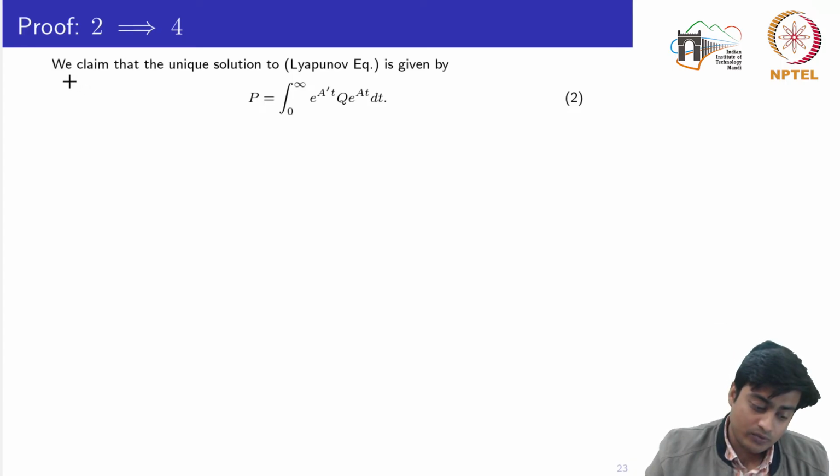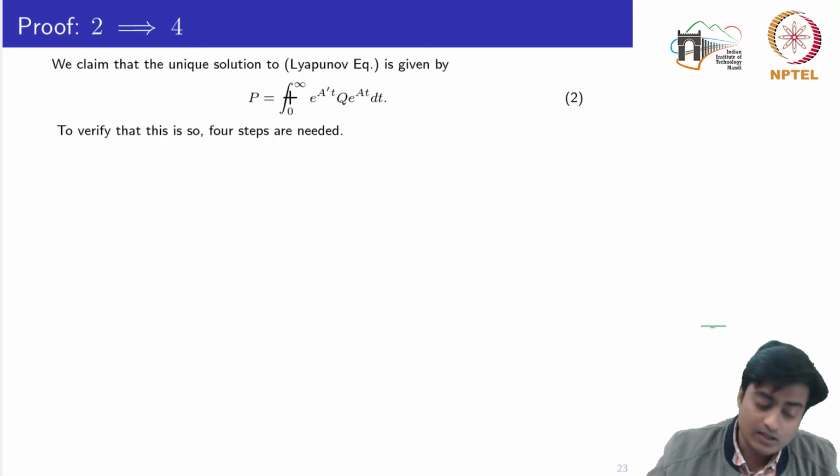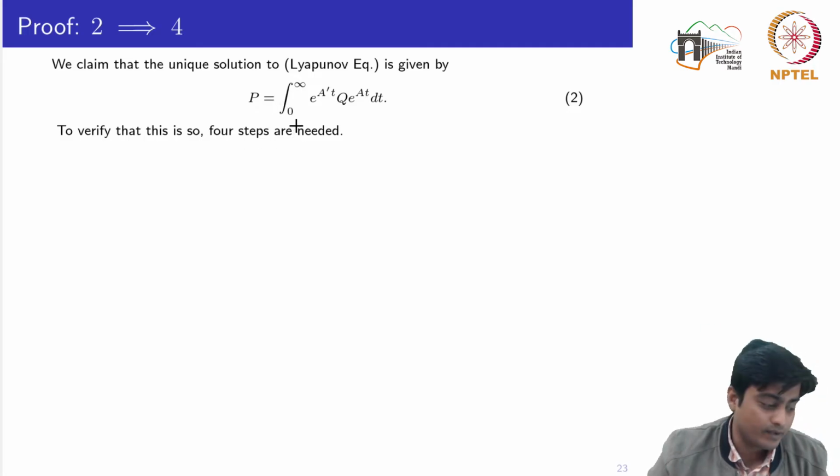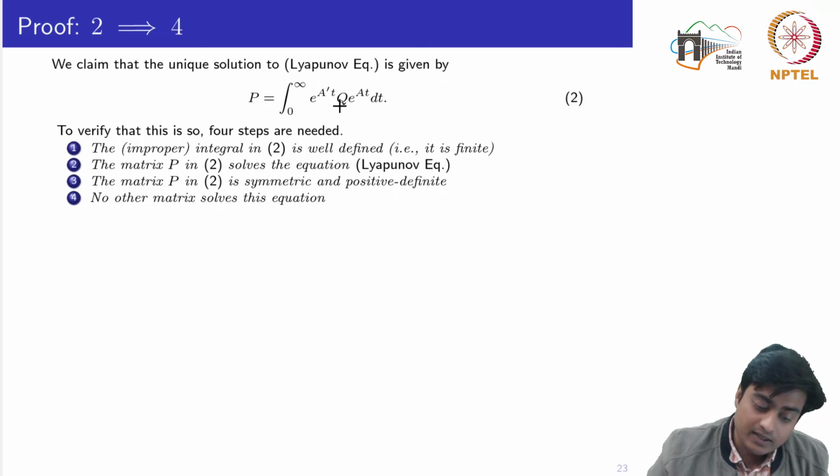To start with the proof, we claim that the unique solution to the Lyapunov equation is given by this: P is a definite integral from 0 to infinity of e to the power A transpose t into Q, which is given, into e to the power At dt. The matrix A is also given, so you can compute the matrix P. We are claiming that this is a solution. To verify that this is actually a solution to the Lyapunov equation, being symmetric and positive definite, we need 4 steps to be proved. The first step is that the integral defined in this equation 2 is well defined, that is, it can be computed and has a finite value.